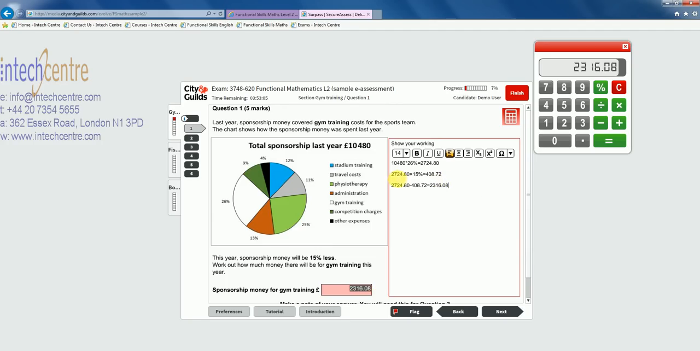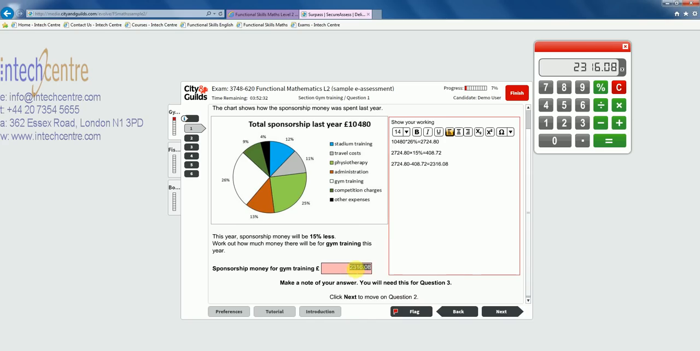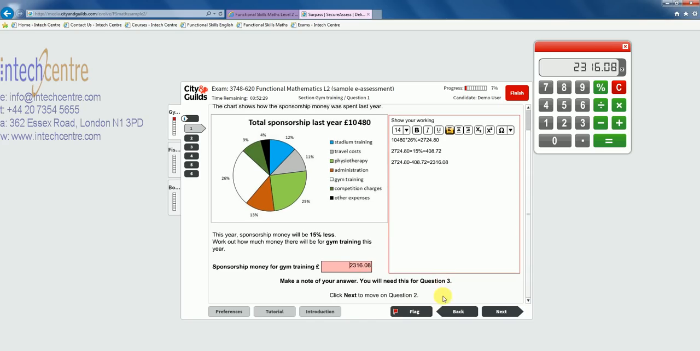There's also various other ways of doing this task. You could work out 85% of this. This will give us the same value as 2316.08. So that's 2724.8 times 85%. So this gives us the total value. So this skips out this step. As long as you get to the right answer, there's many different methods to get in here, but as long as you use one of them, that's all fine. The end answer is correct. So that's the first task done.